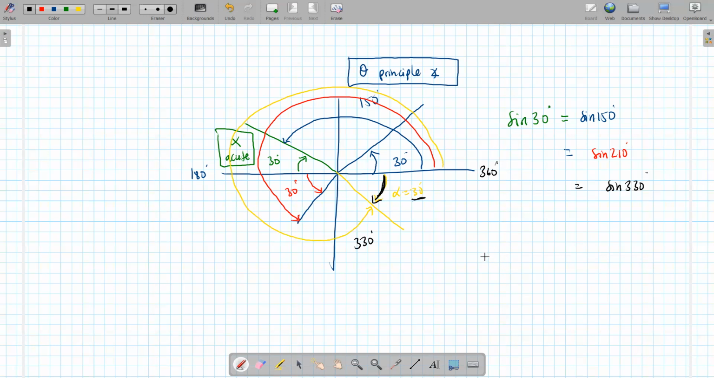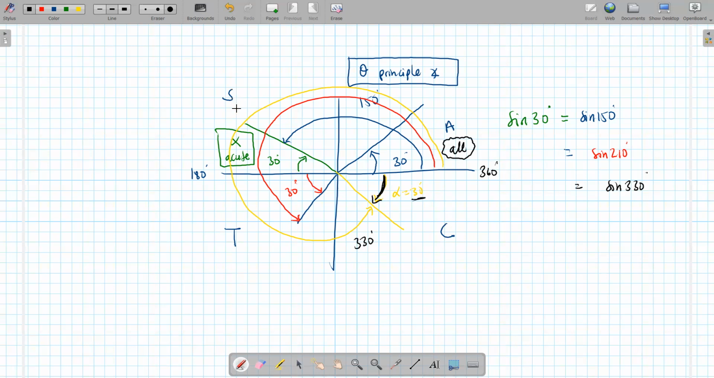Except there is one difference. It's going to be positive in some places, and it's going to be negative in some places. That's the only difference. You're going to use something called the cast rule. C down here in quadrant 4, A in quadrant 1, S in quadrant 2, and T in quadrant 3. This is called the cast rule. What does it actually mean? It means in quadrant 1, you see that A? That A represents all. Everything is positive in quadrant 1.